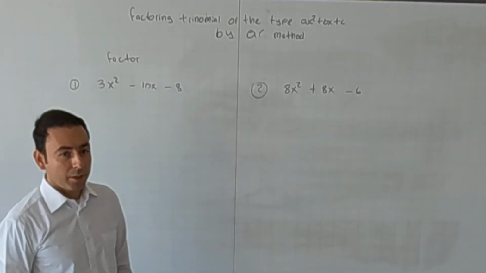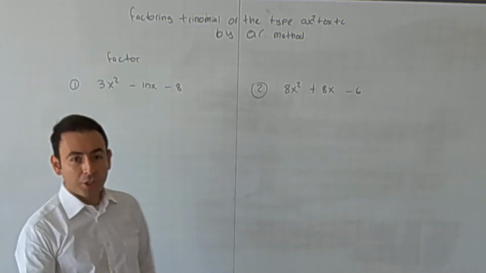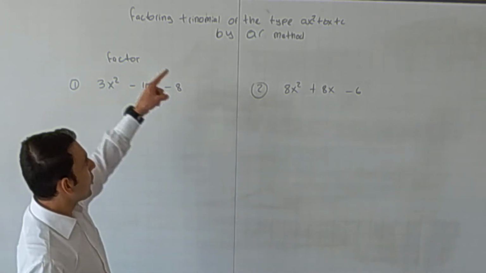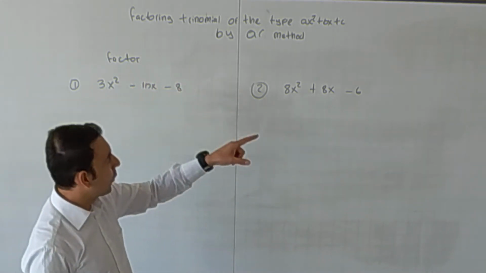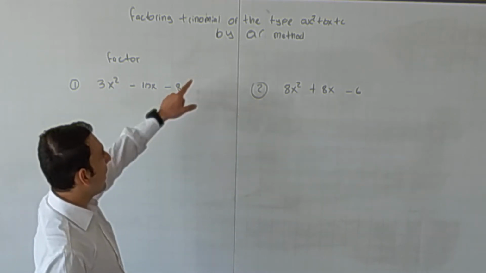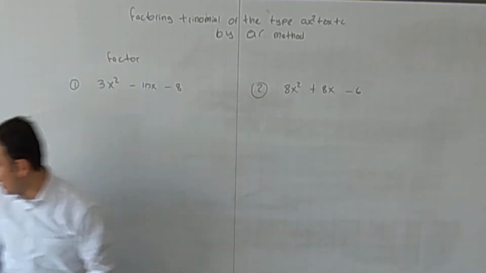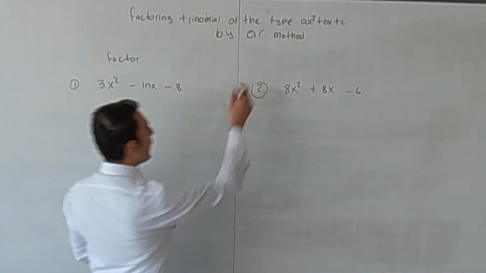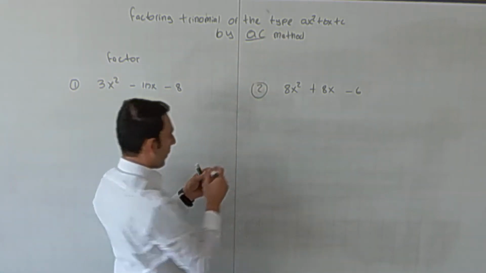Hi guys, today we're going to learn the next factoring case: factoring trinomials of the type ax squared plus bx plus c by the AC method. Okay, the name of the method is AC. This is the name of the method.